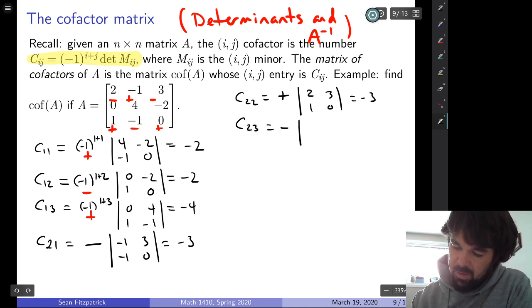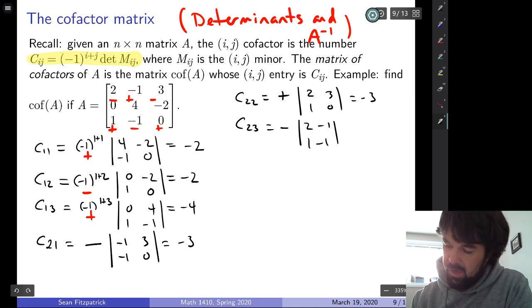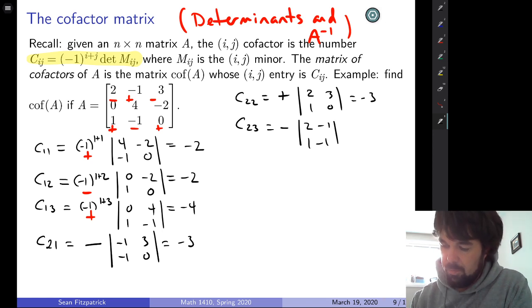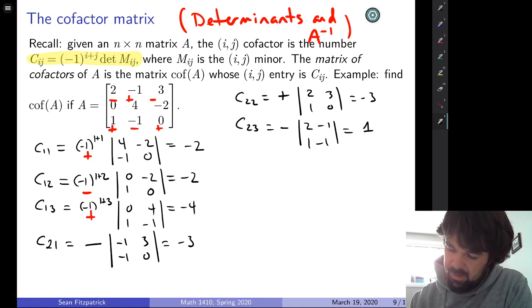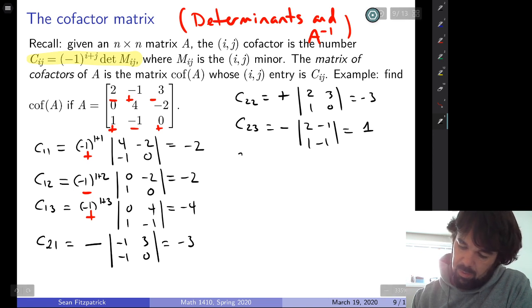2, 3. Minus sign out front. I'm going to delete now row 2, column 3. Leaves me with those entries. 2, minus 1, 1, minus 1. So that is minus 2 plus 1. So I get minus 1, but there's a minus sign out front. So I get 1. Okay? All right, on to row 3.